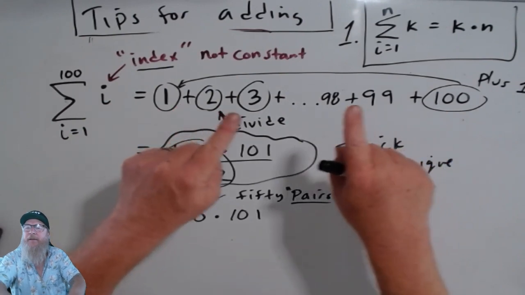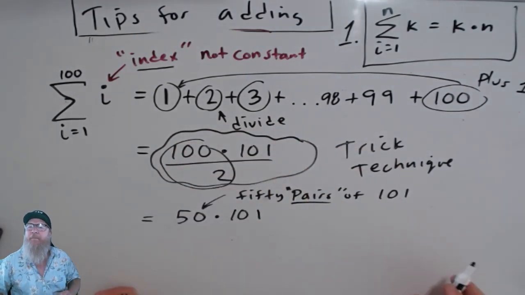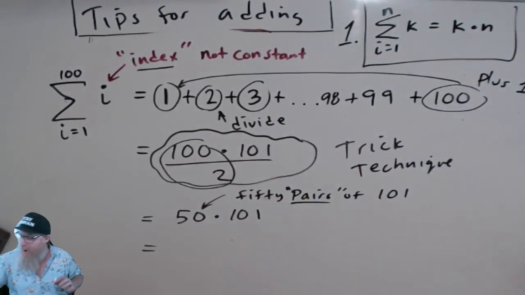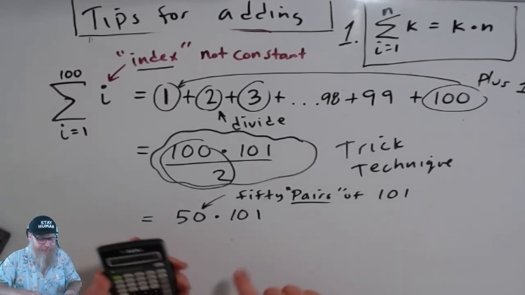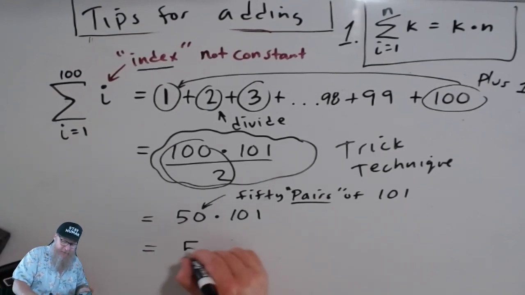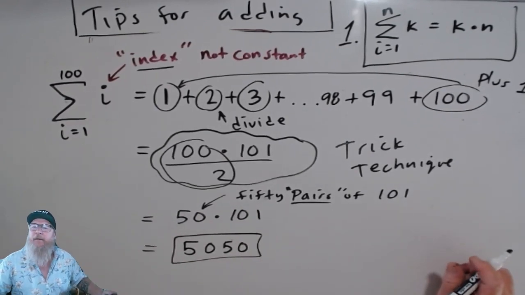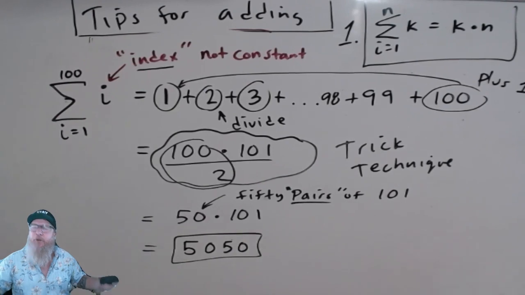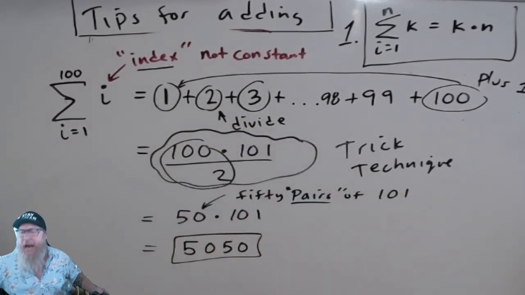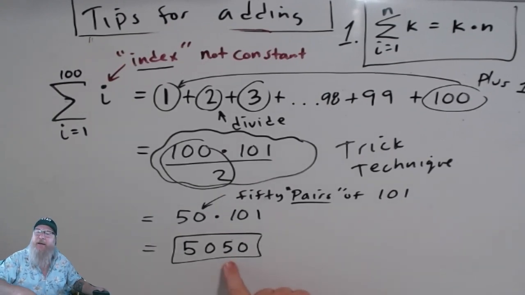It just keeps going like this until you get down to the last pair. The last pair will be 50 and 51. And so all you have to do is multiply 50 times 101, and the answer is 5050. Now, you could actually go 1 plus 2 plus 3. Try it someday. Actually sit there on your calculator and go 1 plus 2 plus 3 plus 4 plus 5. If you've got some time to kill, go ahead and do it, and you'll see, oh yeah, Dr. Jordan's right. It's just 5050.